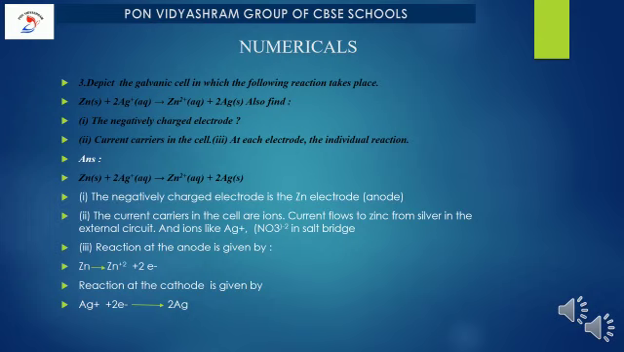The third one, current carriers in the cell. At each electrode, the individual reaction you have to mention. What is that? Zn gives Zn2+ plus electrons released. This reaction will carry over at the anode. Next one is the cathode. At the cathode, Ag+ will be gaining those electrons and converted into Ag.